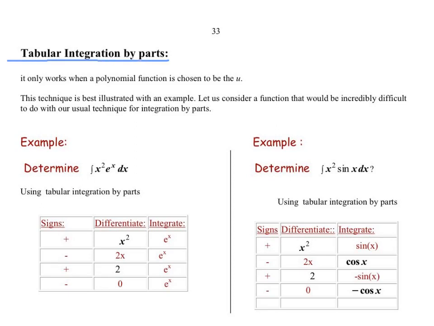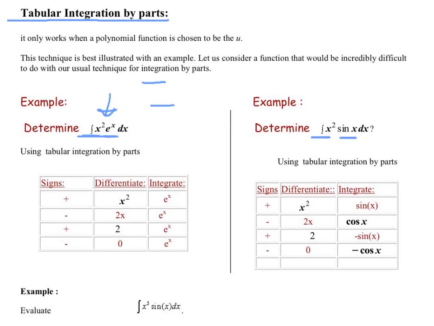Tabular integration by parts. This is a short way for doing repeated integration by parts when you have a polynomial times exponential or a polynomial times sine and cosine. We have done this example in the previous exercises, which is integration by parts twice. And instead of doing two separate tables, this can be done very easily in the following tabular form. This is u, this is dv. You are putting the two tables in one table. This is called tabular form.